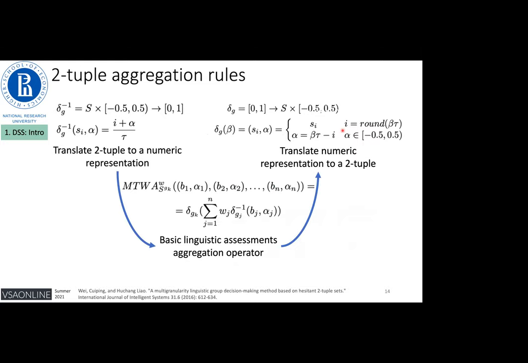Quite simple. When we have a set of linguistic assessments expressed in terms of two-tuples, then by using special rules, we translate those assessments to numbers. Then we make some simple operation, for example, averaging. And then after that, we translate that numeric representation to a two-tuple. Here, I'm not trying to make you all understand what is going on, but the main idea is that we are able to translate linguistic assessments to numbers, and from numbers to linguistic assessments. And this makes the decision-making process transparent for the decision maker, and this is a key business requirement for such systems.